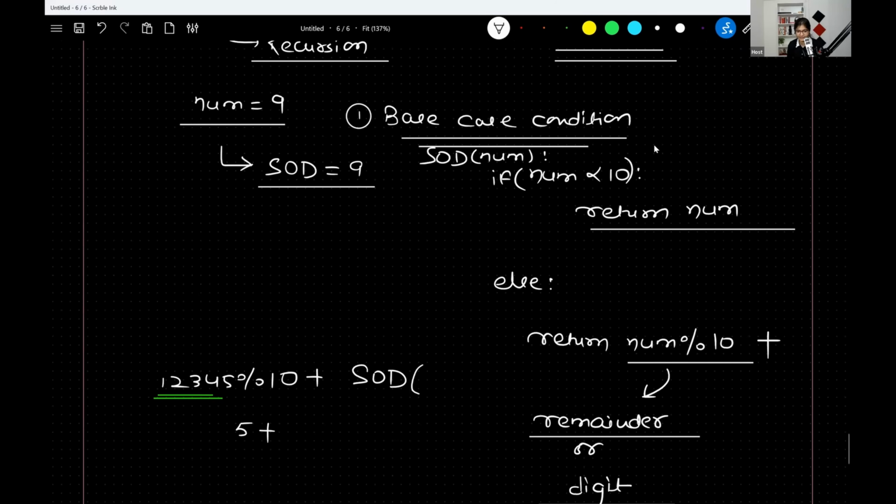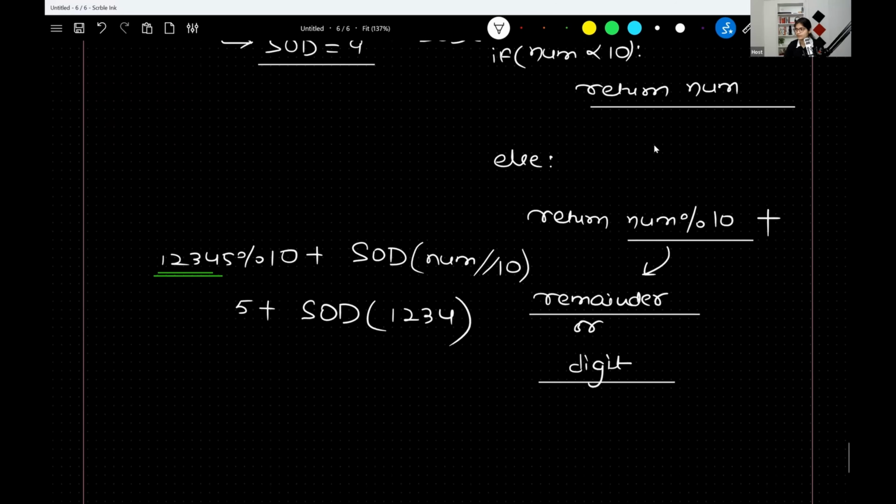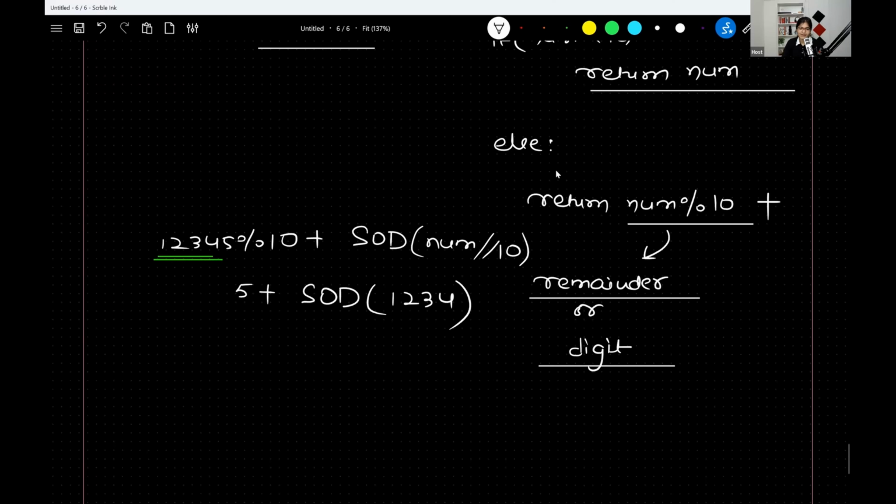I'll call this function again. That's where recursion will come. Whatever your number, do the division by 10. So when you do the division by 10, what will happen? You will call the same function and you will get the parameter as 1, 2, 3, 4. Then you will apply the same analogy again.